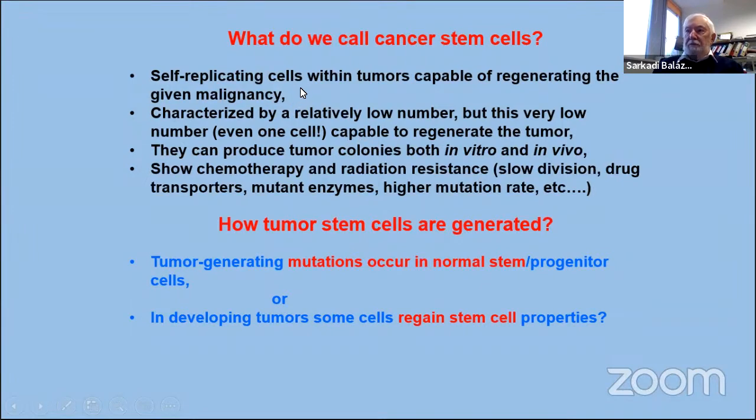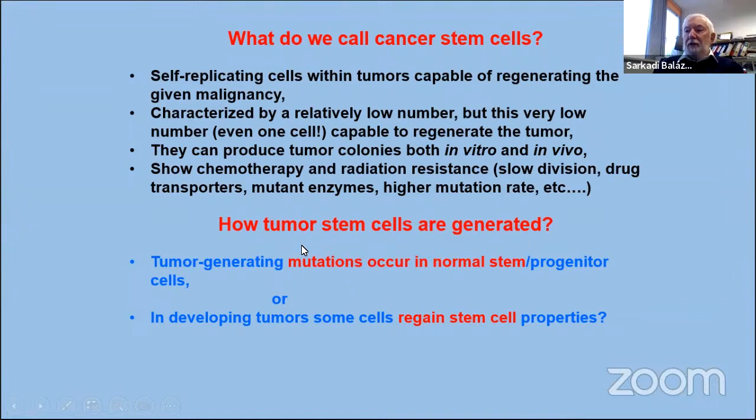So these are self-replicating cells within tumors capable of regenerating the given malignancy. So it's focused on one single malignancy, characterized by a relatively low number, but this very low number, even one cell, is capable to regenerate the tumor. Moreover, these cells can produce tumor colonies both in vitro and in vivo, and show chemotherapy and radiation resistance, which involves slow division, drug transporters, mutant enzymes, higher mutation rate, etc. Well, that's a very complex idea, and I will try to show that some of these issues are contradictory.